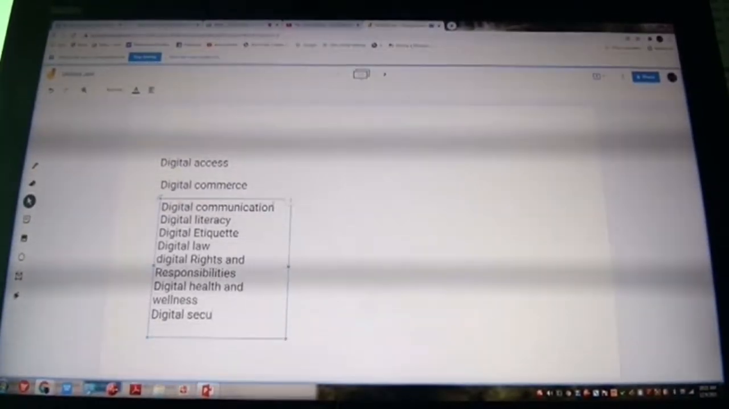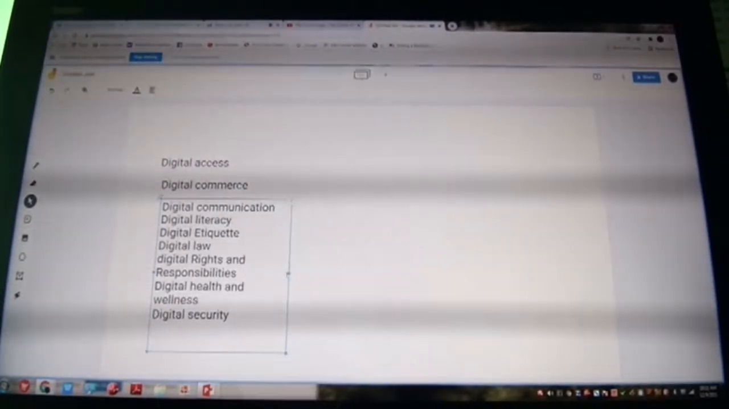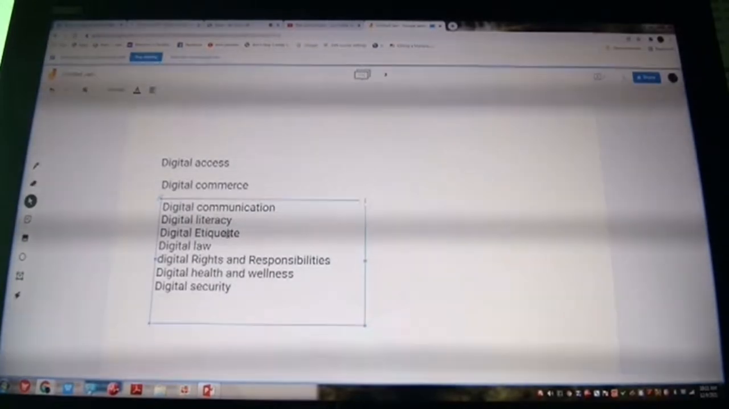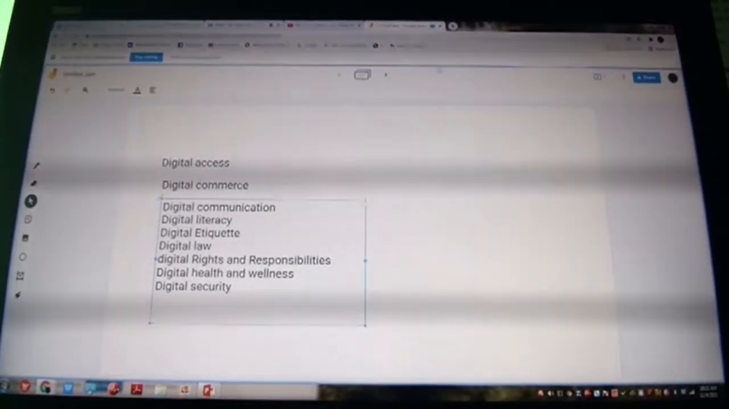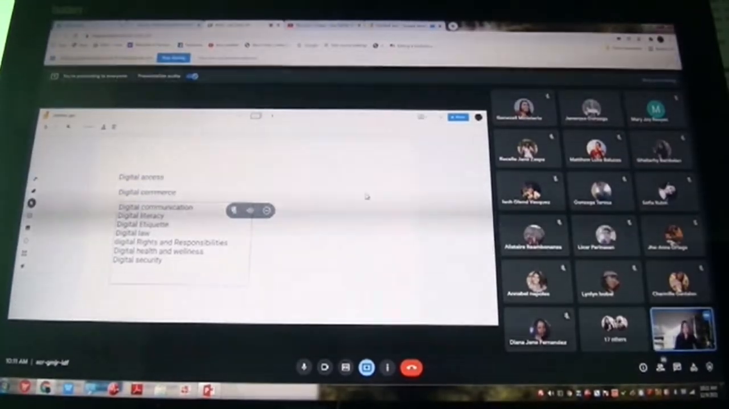Digital security. Very good. Got it. Okay. Got a lot, no? 1, 2, 3, 4, 5, 6, 7, 8, 9. So I'm sure it was well explained also.